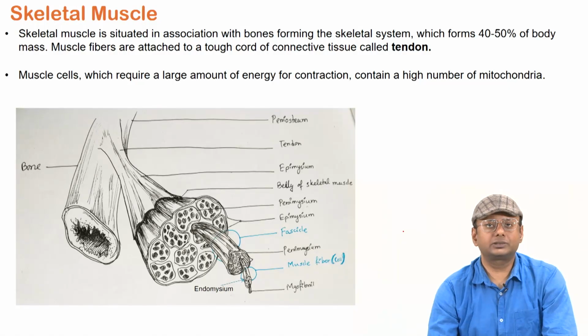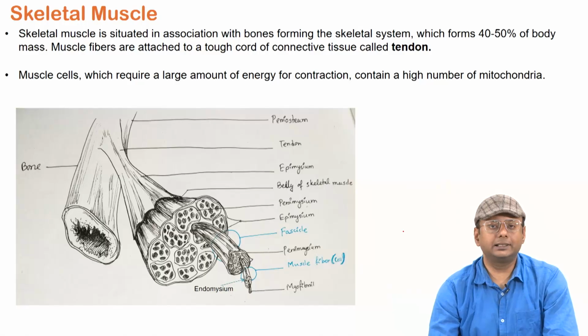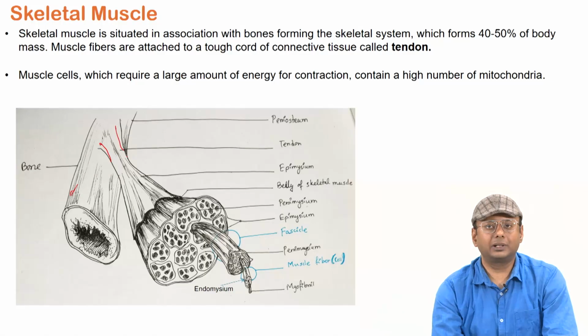Let's start with the first one, which is the skeletal muscle. This is the gross overall structure of the skeletal muscle, which is situated in association with the bone. You can see this is a bone over here, and from the bone first there is the tendon. Muscle fibers are connected to the bone via the tendon, and as we know the tendon is a strong connective tissue.